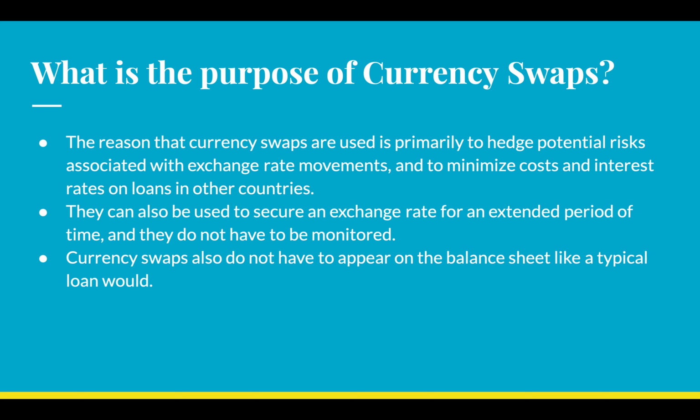The reason that currency swaps are used is primarily to hedge potential risk associated with exchange rate movements and to minimize cost and interest rates on loans in other countries. They can be used to secure an exchange rate for an extended period of time, and they do not have to be monitored. Currency swaps also do not have to appear on the balance sheet like a typical loan would.